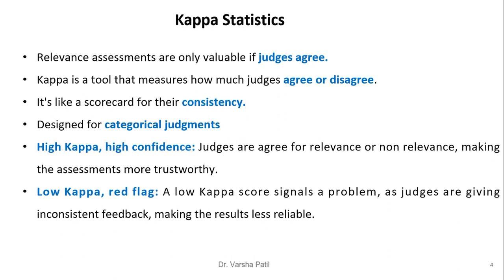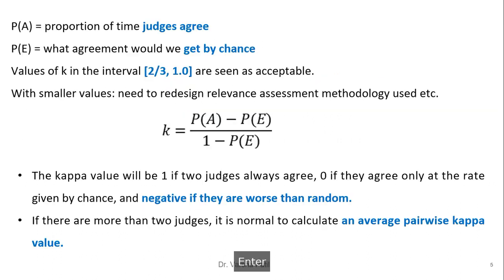Relevance assessments are only valuable if judges agree. Kappa is a tool that measures how much the judges agree or disagree. It is like a scorecard for their consistency, and it is generally used for categorical judgments. A high Kappa means judges agree on relevance or non-relevance, making the assessment more trustworthy. A low Kappa means there is a problem: judges are giving inconsistent feedback, or they do not agree with each other on a particular document's relevancy, making the results less reliable.